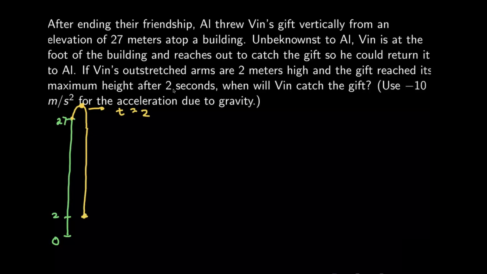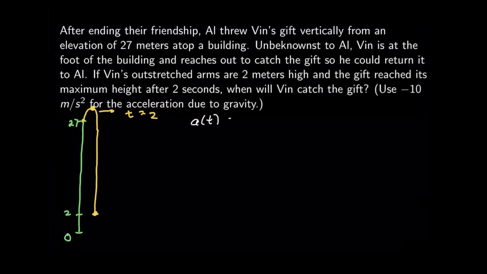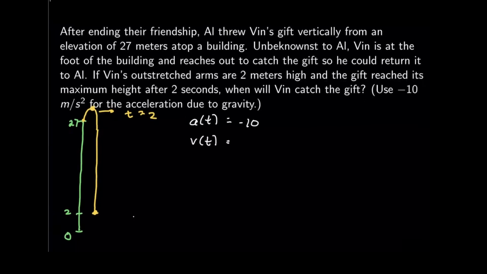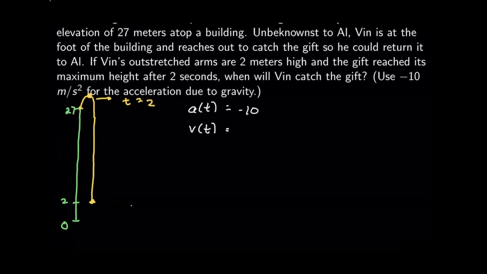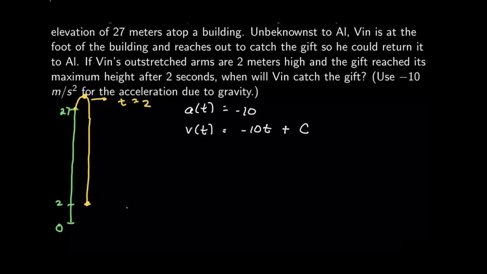So we want to know at what time will it hit Vin's hand. It says here that we have to use negative 10 meters per second squared for the acceleration due to gravity. Our a of t is negative 10. So our velocity is just the integral, which is negative 10 t plus a constant. Let's call that c.